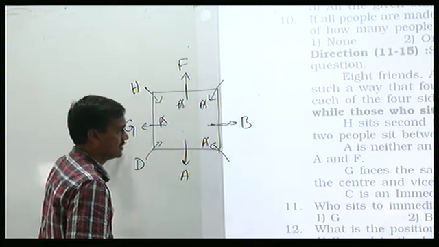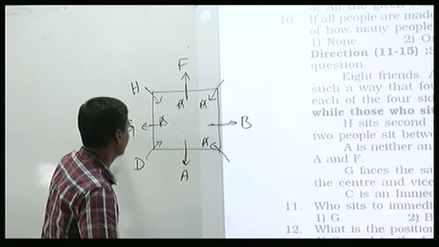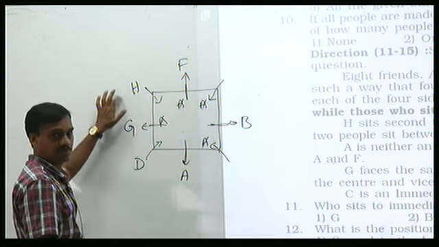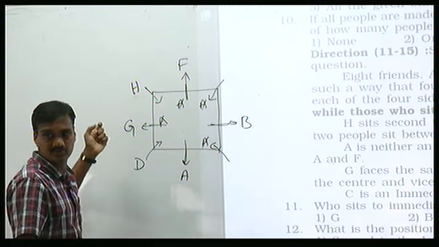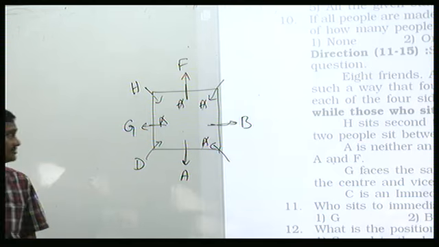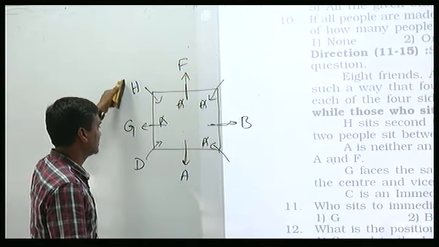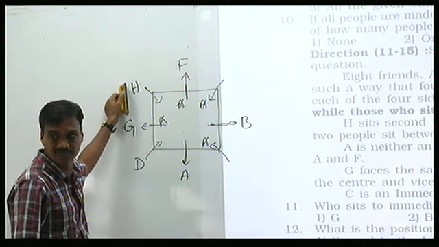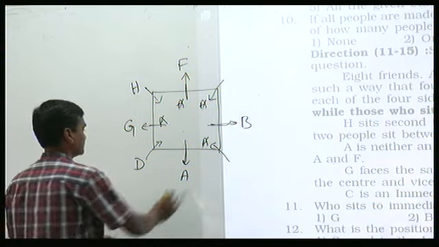G must be here, and C is an immediate neighbor of G. As C is an immediate neighbor of G, here it is not possible, because both the neighbors of G are filled. Hence, what is the assumption we have taken? H at this place is completely ruled out. Hence, we should take in the reverse order.